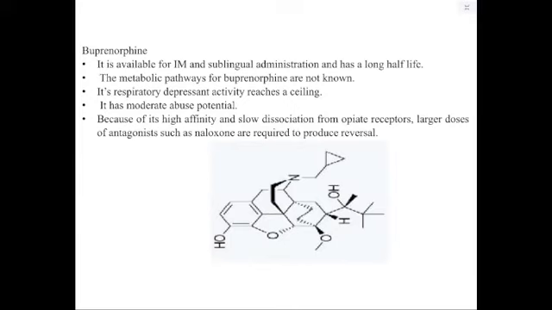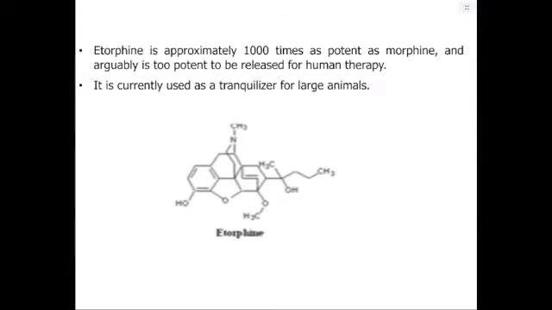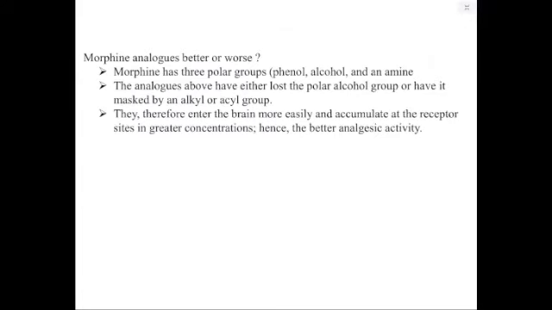So we had also talked about annihilation, buprenorphine, and indeed we went, if I am not wrong, up to this slide where we are seeing morphine analogs, better or worse. What we are saying is that morphine has 3 polar groups. It has a phenol group, it has an alcohol group, and it has an ether. The analogs which we have discussed have either lost the polar alcohol group or have it masked by an alkyl or acyl group. Remember, we talked about heroin, we talked about codeine, we talked about even removal of the hydroxyl group at position number 7 and so on.